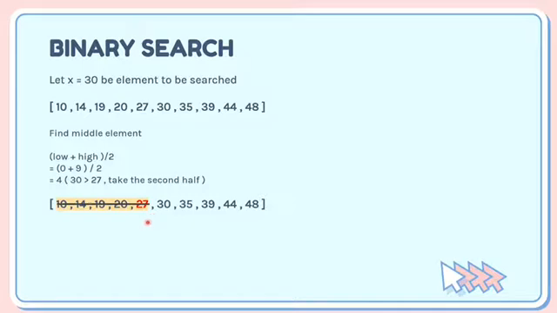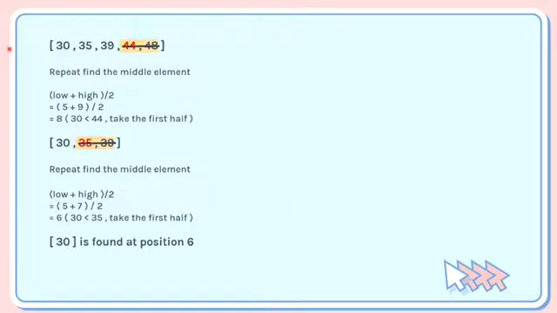We can see here 27 is less than 30. So we only have to take the second half of the array, starting with index number 5 to index number 9. Now we will repeat the step to find the middle element of the array. So now the lowest index is 5 and the highest index is 9, and then we will get the middle value of this array is at index number 8.